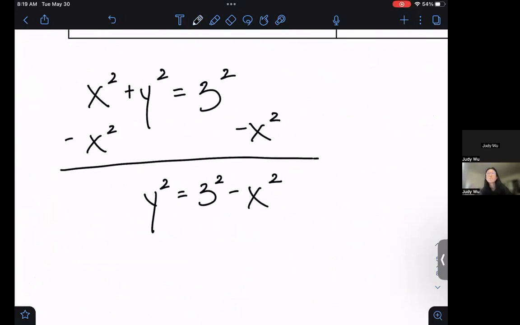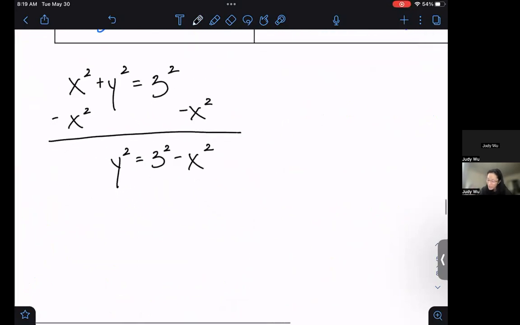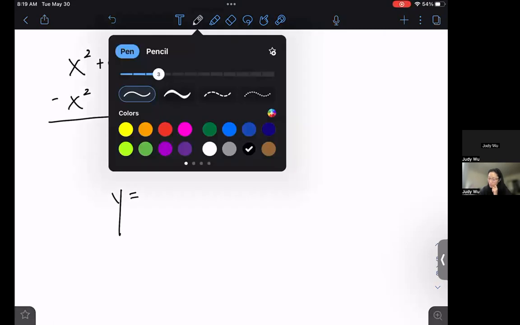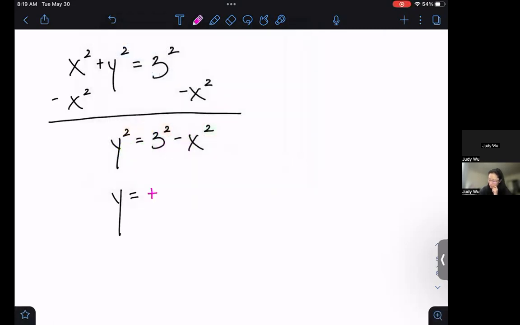Now we're going to try and get not y squared, but y. So we're going to take the square root of both sides. So I get y equals, now 2 super important things here. Number 1, when we take a square root, we end up with the positive and the negative version. We need to make sure we've got a plus or minus square root of 3 squared minus x squared.